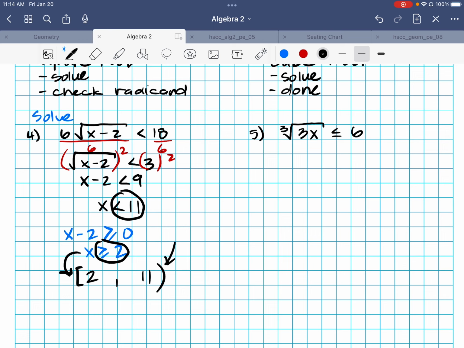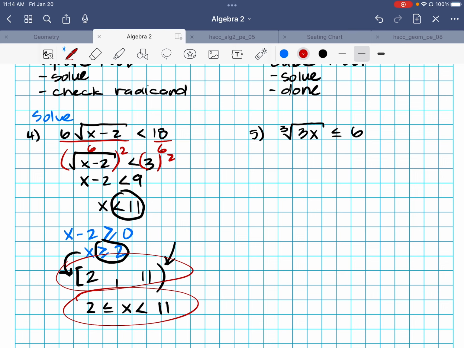If you wanted to write this in set notation, we would write it as all the x values where 2 is less than or equal to x, and x is less than 11. So these two answers right here are your two solutions, or the two ways to write the same solution in different techniques. All right, let's swing over to problem number 5.